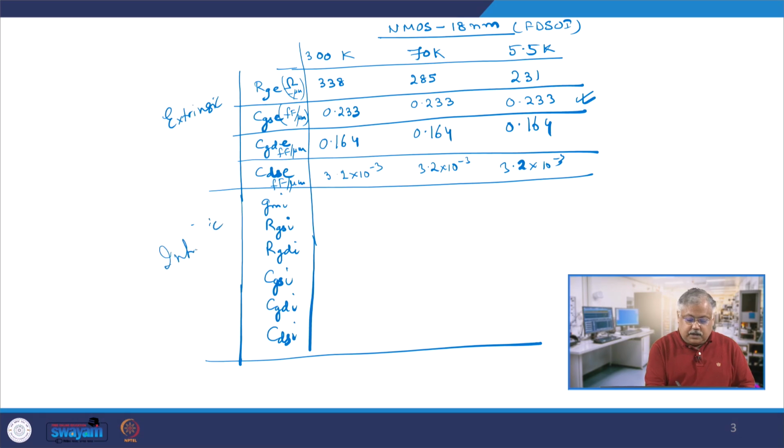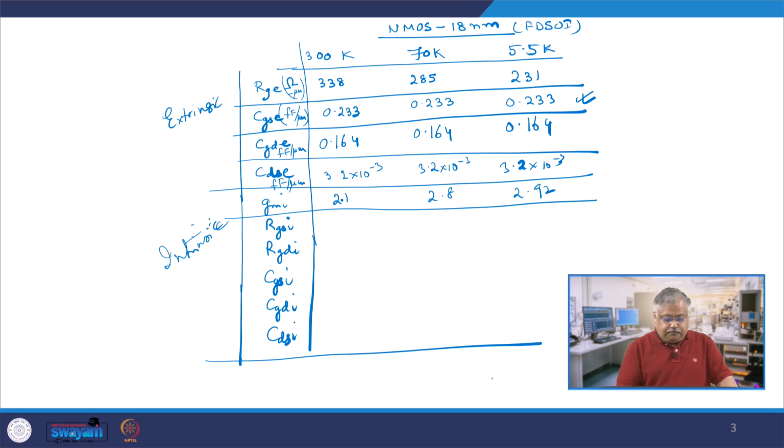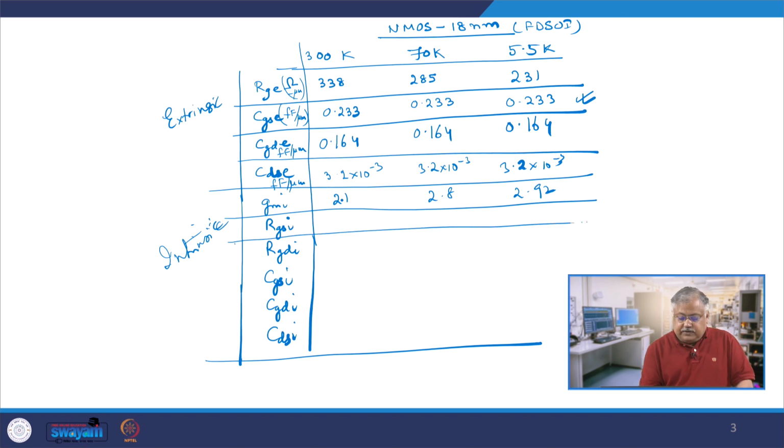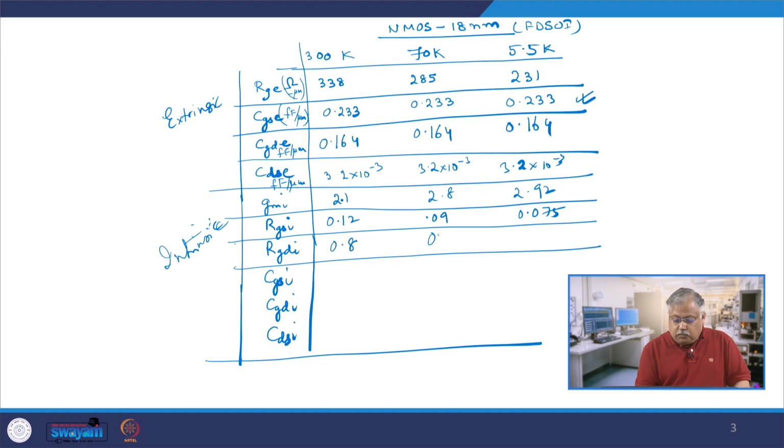Now these are my intrinsic parameters, right? Let me first come to GMI, which is basically the transconductance. Interestingly, the transconductance value actually starts to increase at lower temperature, and this is primarily because of the larger threshold voltage model which you developed. Similarly, if you look at RGSI, which is the gate to source intrinsic resistance, this is 0.12, this is 0.9, and then if you go further down, it is 0.075. Look at RGDI, gate to drain intrinsic, it will come out to be 0.8, 0.69, and you get 0.38, right?